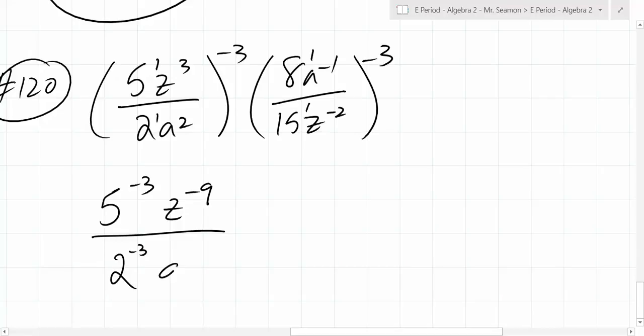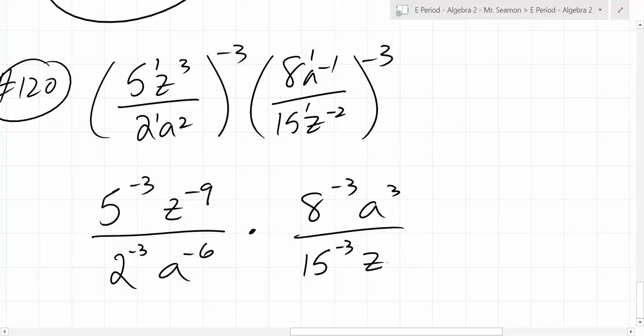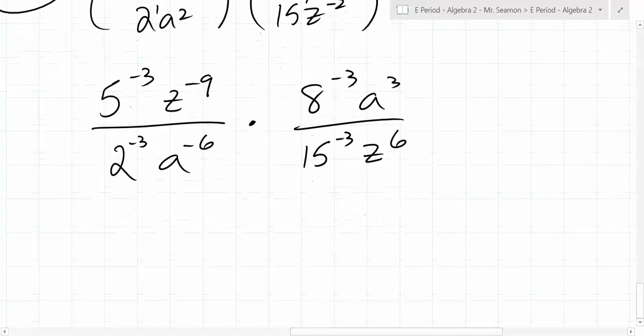Negative 3. A to the? Negative 6. Yes. Times 8 to the? A to the? Yeah, to the third, not negative 3. Good catch. Over 15 to the? Z to the... Yes. So we've distributed the power. That's all we did there.